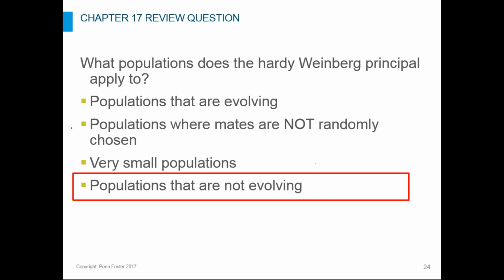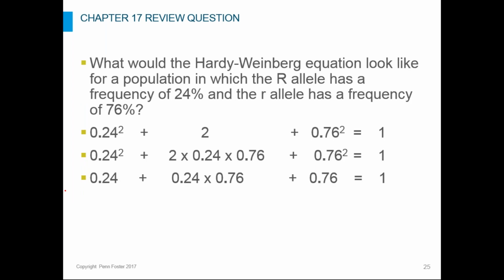If they're not, if mating individuals are looking for something specific, the population will shift that way. And also, it's not often something that works with very small populations because they can have genetic drift. So this is the right answer, populations that are not evolving. And one more poll.